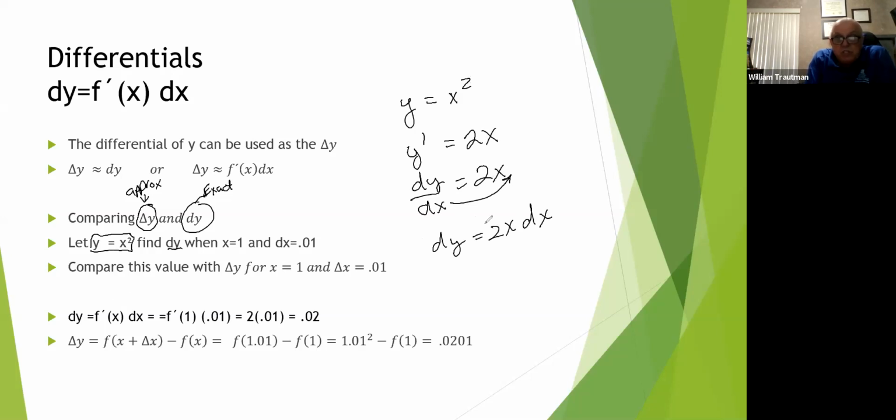Once again, this was the derivative. This was our 2x, and then we had the dx. You see, dy equals f prime times dx.